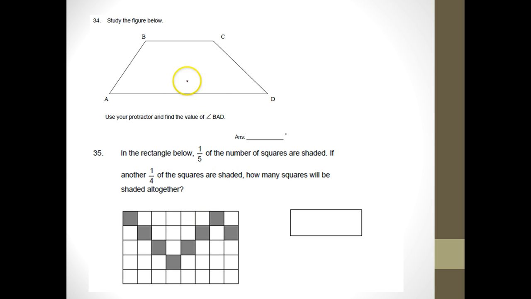Question 34. You would need to use a protractor to find the value of angle BAD. Let's look at question 35. In the rectangle below, 1/5 of the number of squares are shaded. There are altogether 40 squares here. There are 8, there are 5, so 8 times 5 is 40. So 1/5 of 40 squares, he needs to shade 8 squares, right? So let's count. 1, 2, 3, 4, 5, 6, 7, 8. So he has shaded 8 squares.